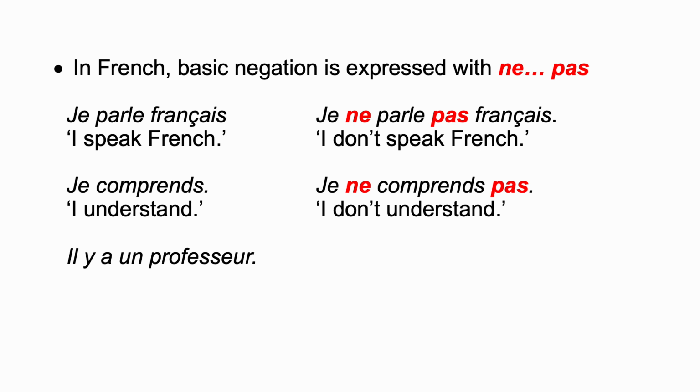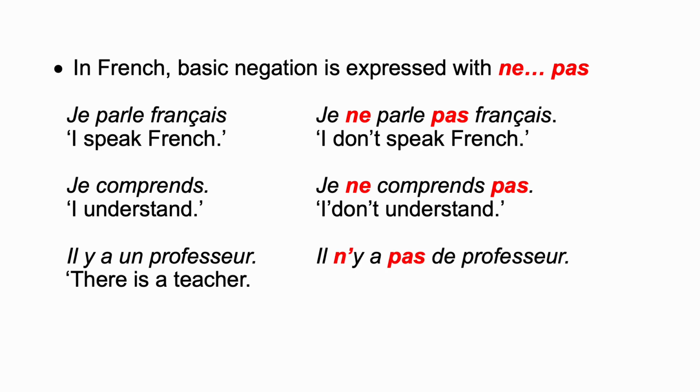The negative version of "il y a un professeur", there's a teacher or there's a professor, is "il n'y a pas de professeur", there isn't any teacher or there is no teacher. Repeat after me, il n'y a pas de professeur.